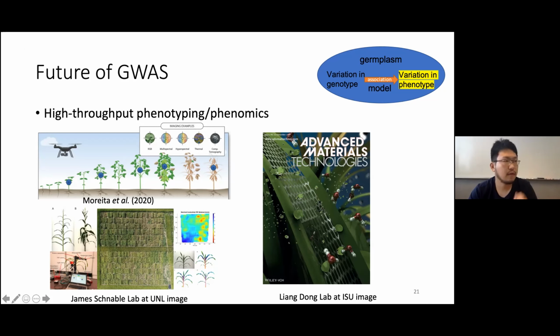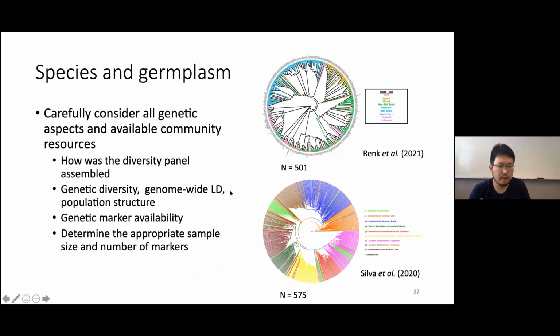All right, let's move on to the next section. So let's walk through the process of how to conduct a genome-wide association study: from how to select the population, how to consider the genetic marker, how to address the population structure, to how to deal with the phenotypes. Let's walk through the whole process.